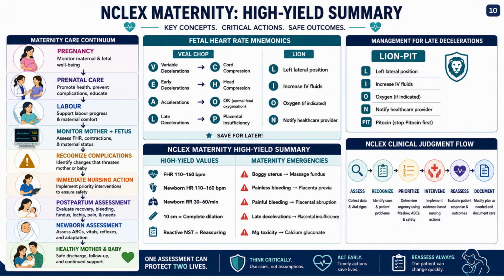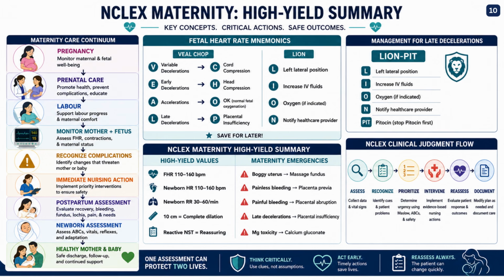As we finish this maternity review, let's bring together the most important concepts you should remember for the NCLEX. Begin with the essential values. The normal fetal heart rate is 110 to 160 beats per minute. A newborn's heart rate is also generally 110 to 160, while the respiratory rate is approximately 30 to 60 breaths per minute. Full cervical dilation is 10 centimeters, and a reactive non stress test is considered a reassuring sign of fetal well being.